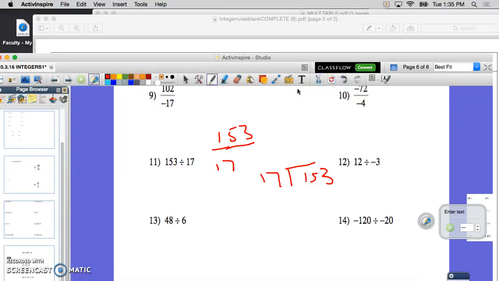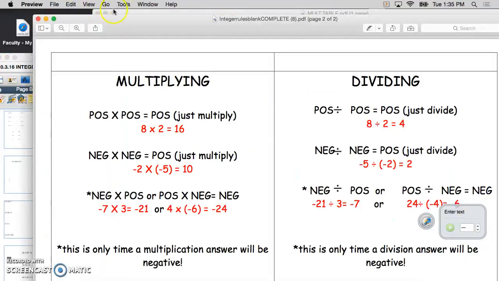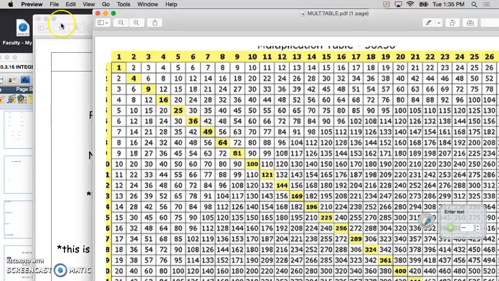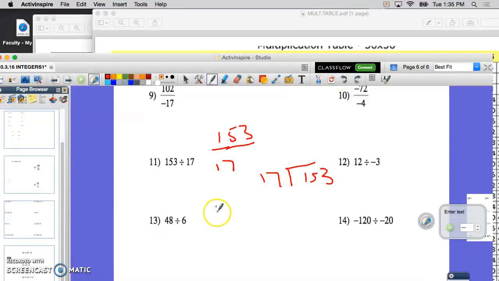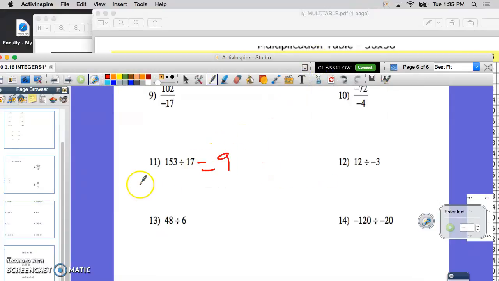How many times is 17 going to go into 153? So I can go into my 17 column, and I'm going to look for 153. There it is. 9. There we go. 17 will go into 153 9 times. And my answer will be positive because a positive divided by a positive is a positive.